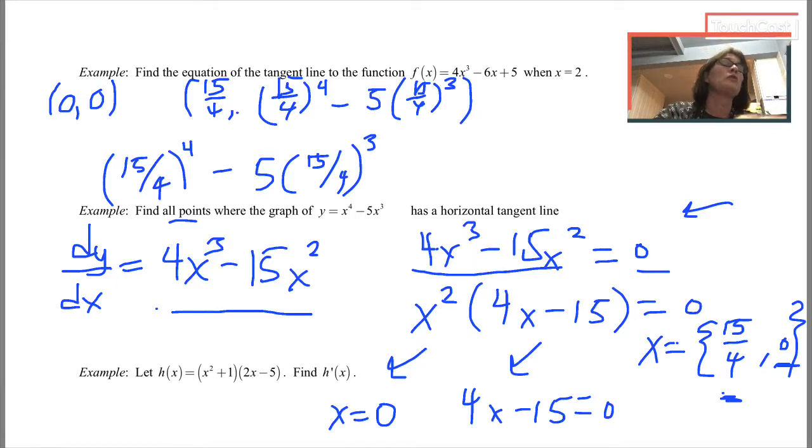The locations, the x-coordinates, come from finding the slope, which is the derivative, and setting it equal to 0. I solved degree 2 and higher equations by factoring and using the zero product property. And then once I have those x-coordinates, I'm going to use my original function to figure out the y's that go with them.